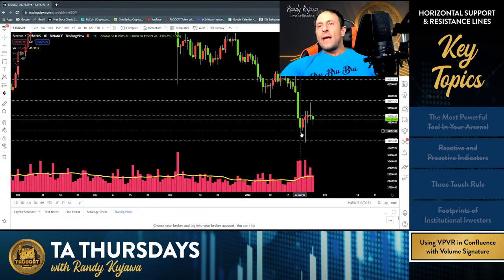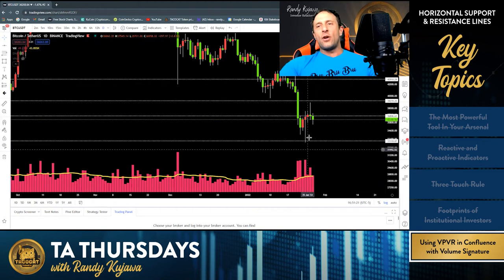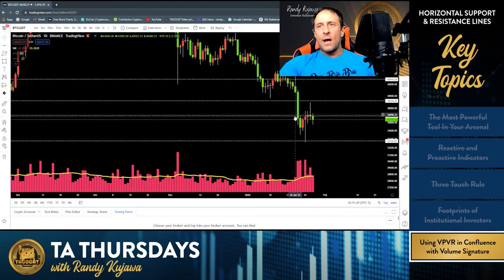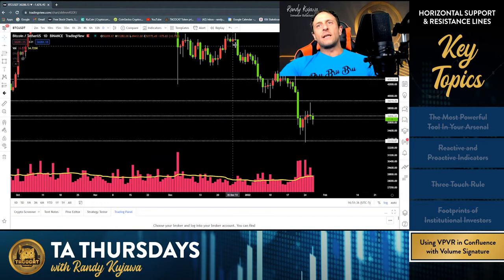Now, when it came down to here, we have this absolutely increased volume signature that shows, okay, now we have a huge accumulation area and a huge drive up. So the battle between the bears and the bulls is in charge here. While this drive down had participation and interest, it never really had that huge push. So you could tell this was almost a fake out.